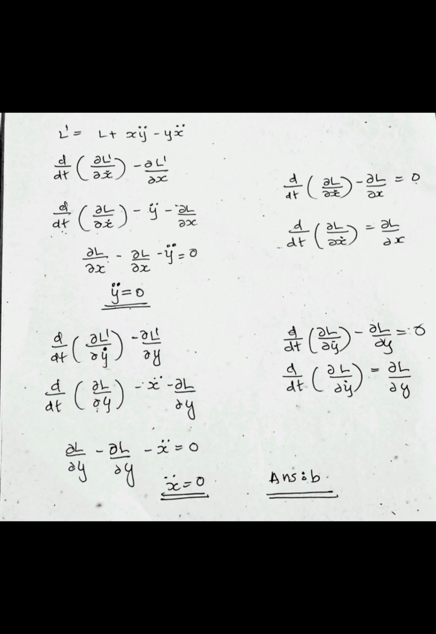If we add this option B to the Lagrangian, we know the Lagrangian already satisfies the equation of motion, and if we add this option B term to the L value, we get L dash, and this L dash also satisfies the equation of motion. That means option B is the right answer, because if we add option B to the L, we get L dash, and this L dash also satisfies the equation of motion. So option B is the right answer.